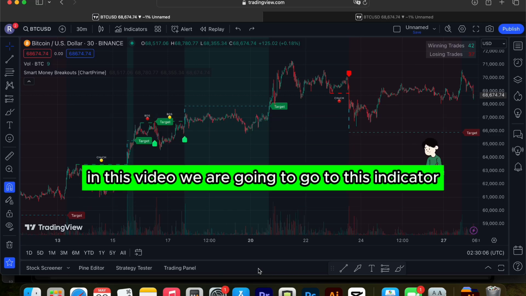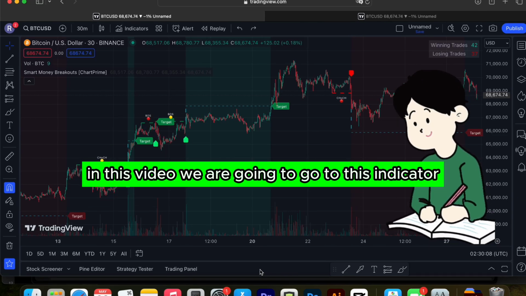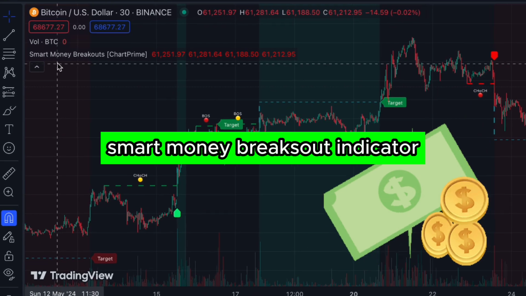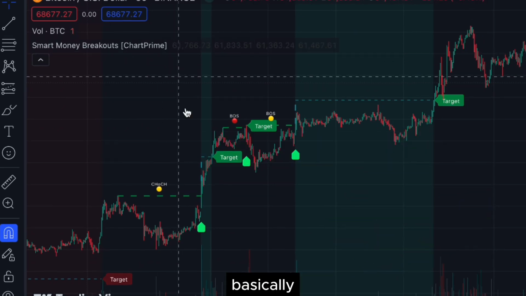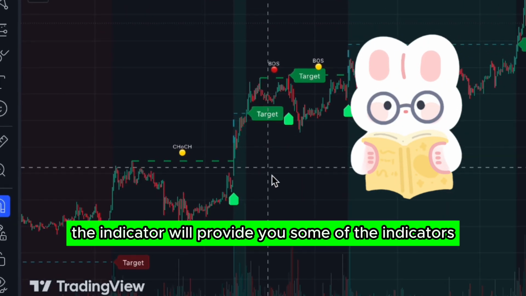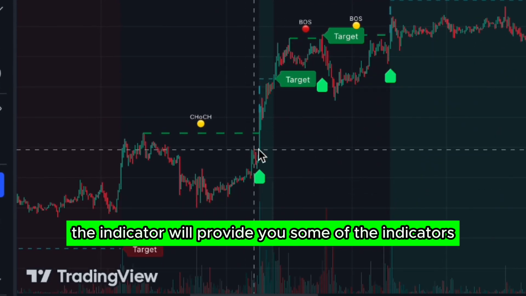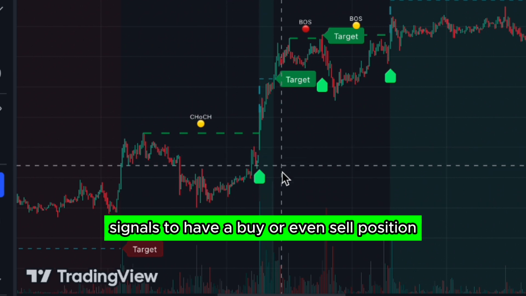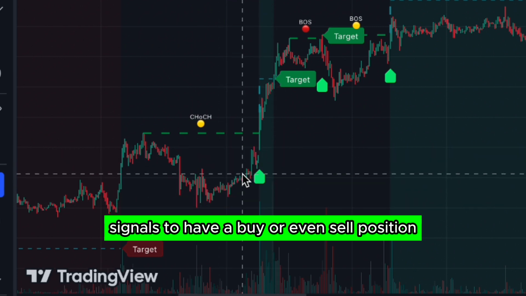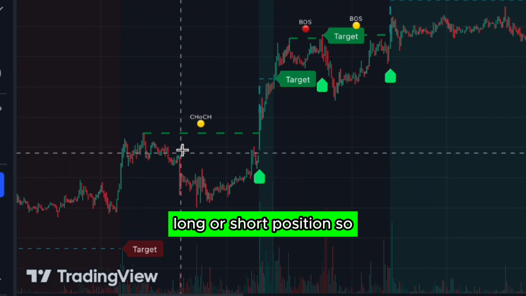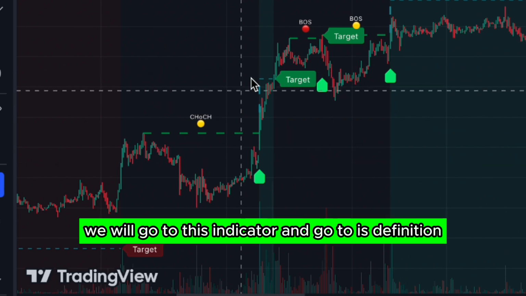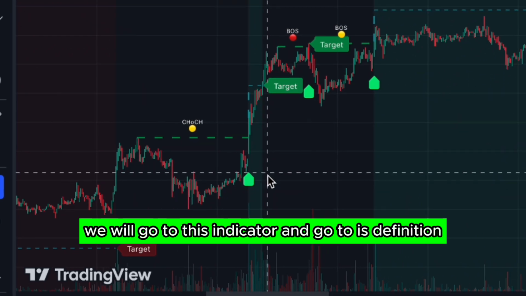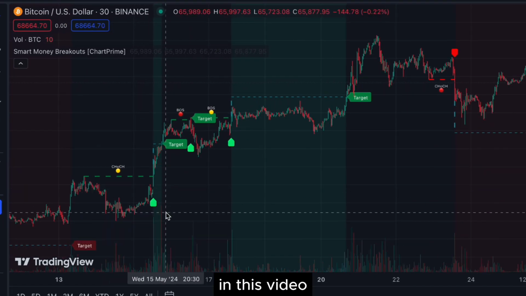Hey guys, in this video we are going to go through the Smart Money Breakout indicator. Basically, the indicator will provide you some signals to have a buy or sell position, long or short position. So we will go through this indicator and its definition in this video.